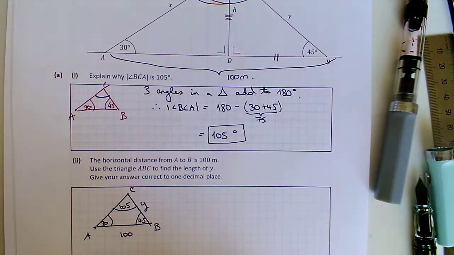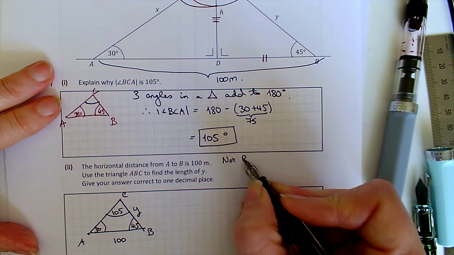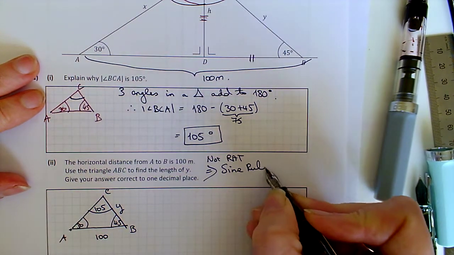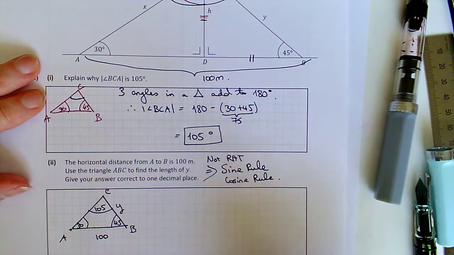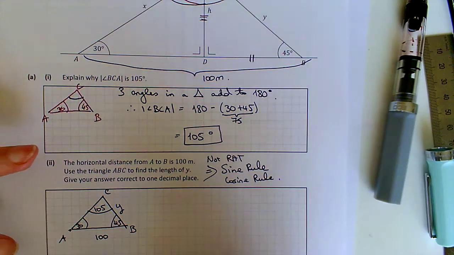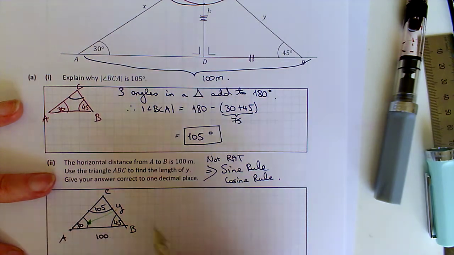Now this is not a right-angled triangle. So if it's not a right-angled triangle, that means you're either going to use the sine rule or the cosine rule. The sine rule is slightly easier to use than the cosine rule, but sometimes it doesn't work. How do you know which one to use? Well, I recommend you try the sine rule first, and you'll know from the moment you write it down whether you've got one unknown or 2, then you can use the cosine rule if the sine rule doesn't work.